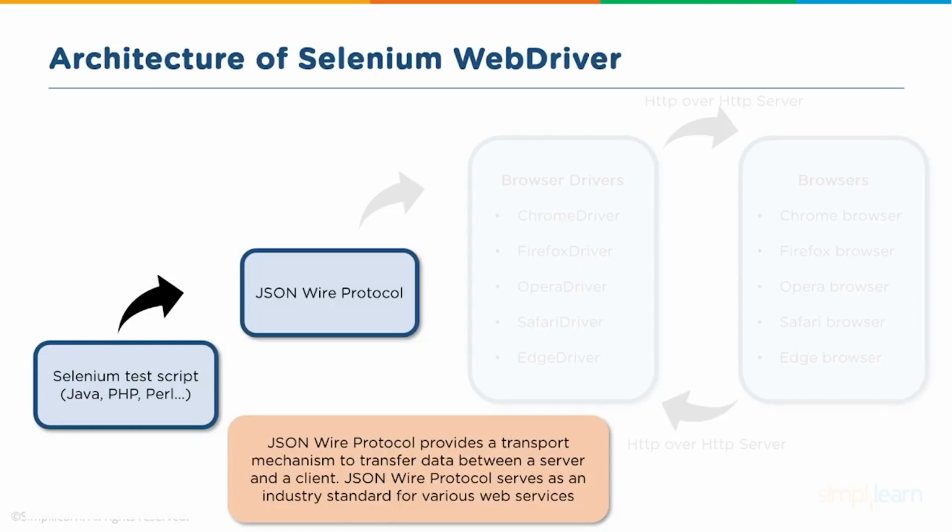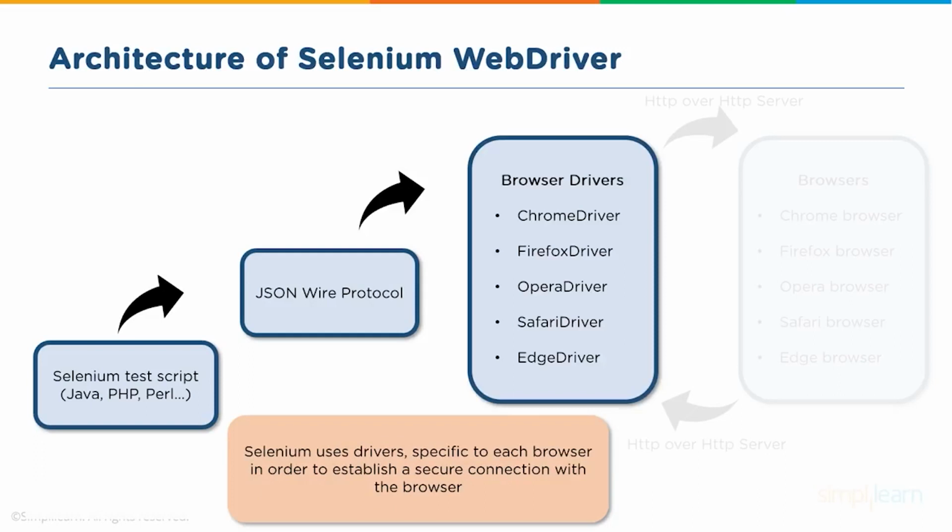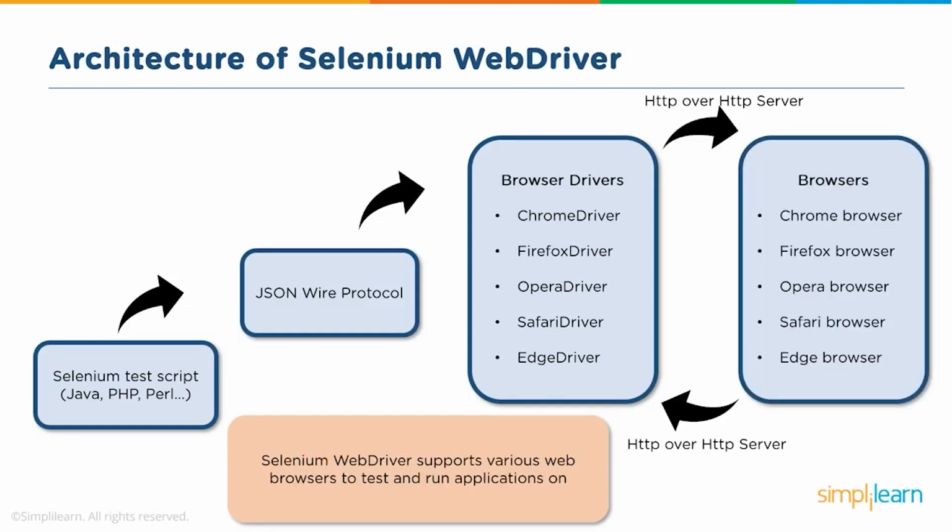The second component is the JSON wire protocol. What is JSON? JavaScript Object Notation, a standard for exchanging data over the web. For example, you want to launch a web application through your script. What Selenium does is create a JSON payload and post the request to the browser driver, right? And where are these browser drivers? These are here. What are these browser drivers? These are drivers specific to each browser. Here you can see drivers for Chrome, Firefox, Opera, Safari, and Edge, right? We interact with the actual browsers using these drivers.